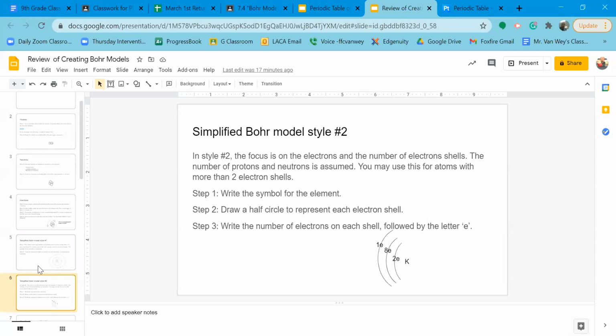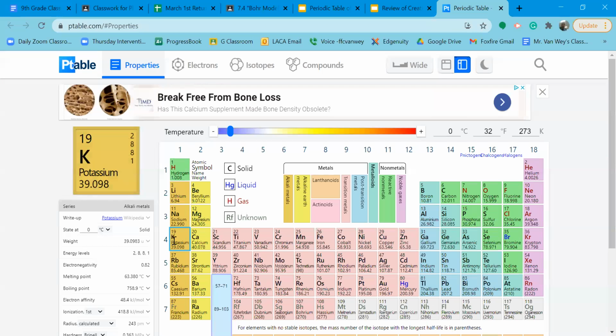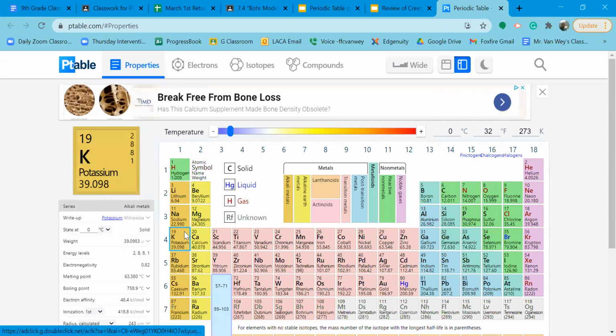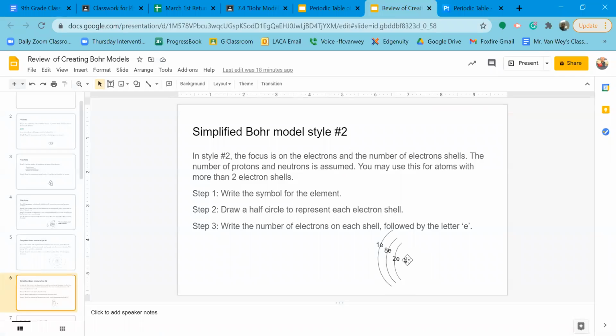There's another even simpler style where we're focused only on the electrons, okay? We're starting to focus really on the electron shells and how many electron shells are in the atom. The number of protons and neutrons can be assumed. If I'm talking about K here, which is potassium, I'm not really asking for how many protons and neutrons it has. This is sort of assumed. Once we get here, we know that it's 39 minus 19. So I've got 20 neutrons, 19 protons. I can say that with the letter K.